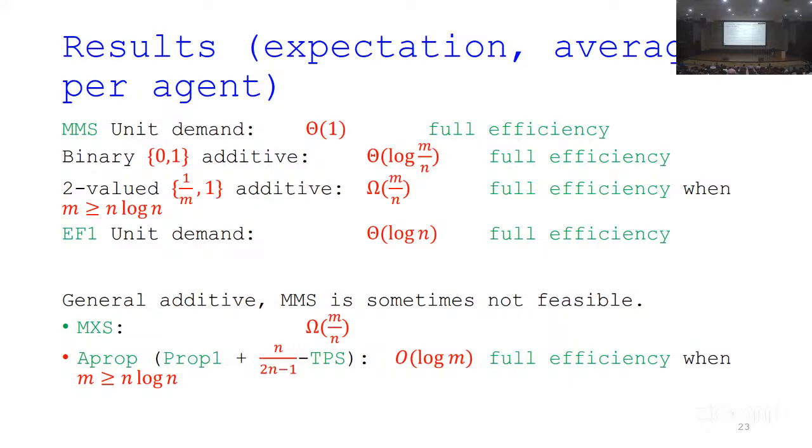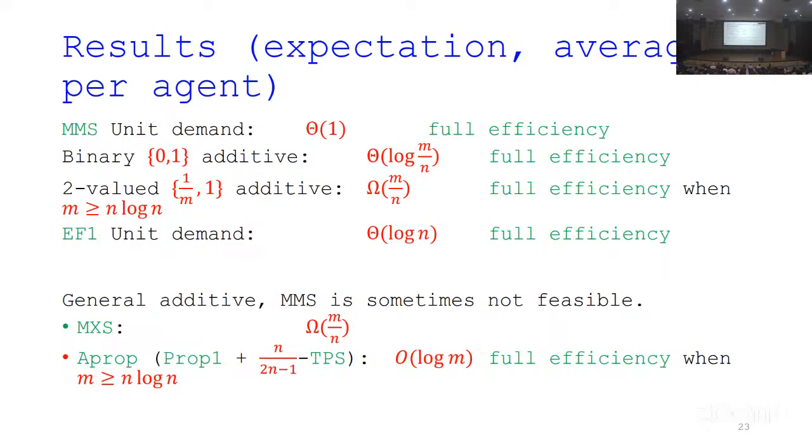Okay. If we go to additive valuations, then the MMS is not feasible, and we want to look at feasible fairness notions. So if we look at the MXS that we mentioned before, it needs what I would say polynomial communication. So let's say even if n is equal to 2, just 2 agents, each agent needs to send order m communication.